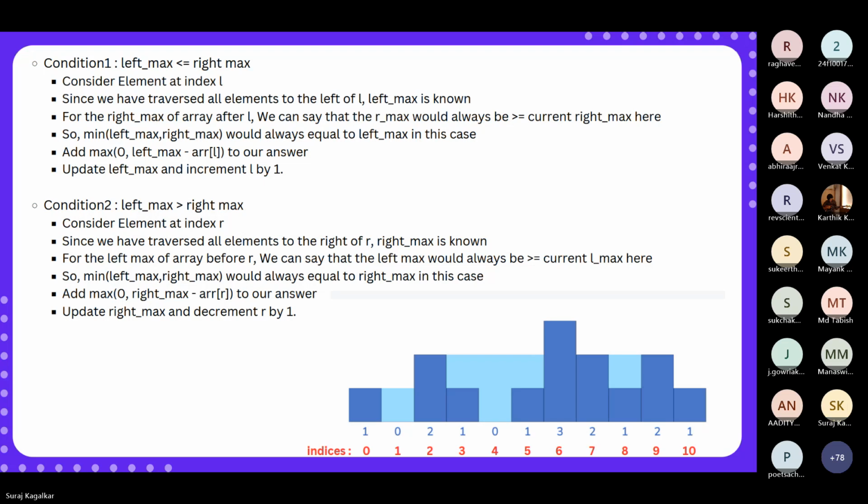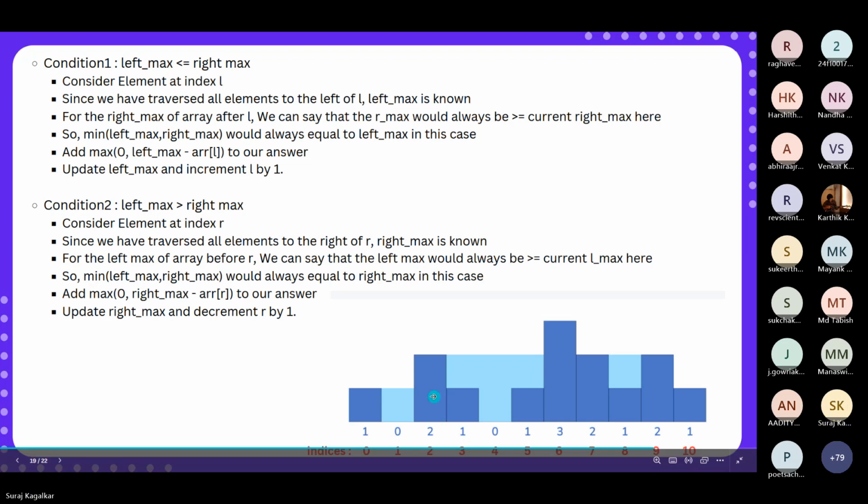As we are running out of time, I'll just explain it anyway. If the left max is less than the element that we are on at the left pointer L, then that means water would just overflow and there would be no water stored here. Let's take an example for this case at the index 2.